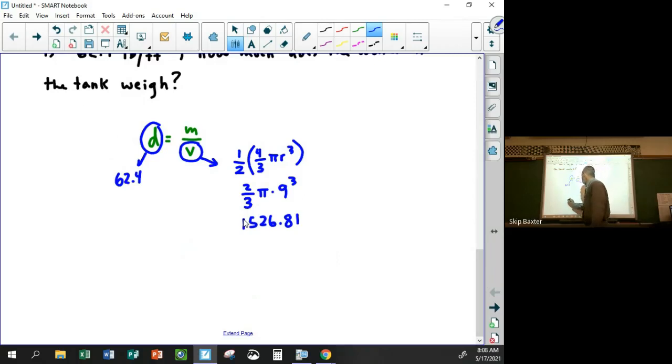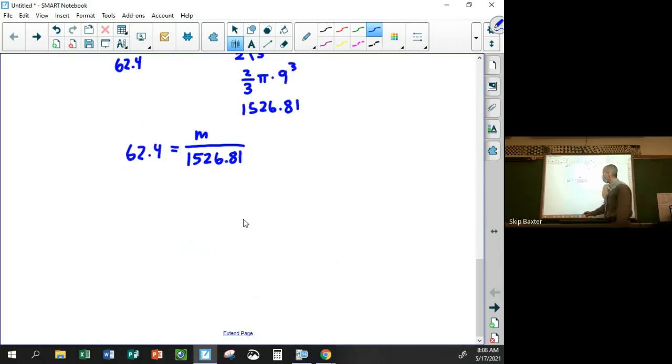So I have 62.4 equals mass divided by 1526.81. And then, yeah, just like cross multiply, right? This is like over 1. So if I cross multiply, I get m times 1, which is just m, equals 62.4 times 1526.81.